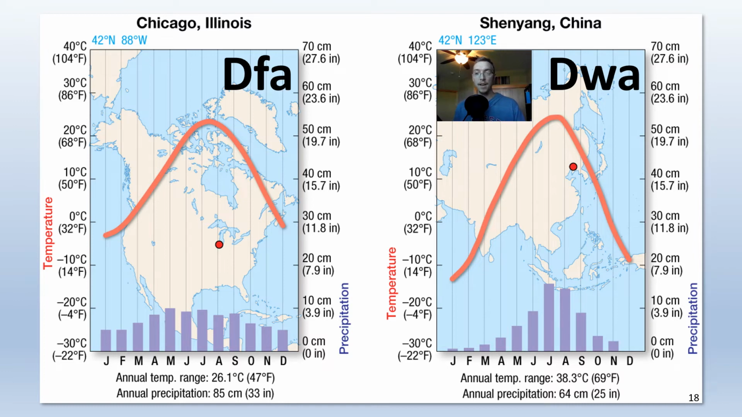In Shenyang, precipitation in the wettest summer month is 10 times greater than the driest winter month, while temperature varies similar to that seen in Chicago. The lows are lower and the highs are higher.